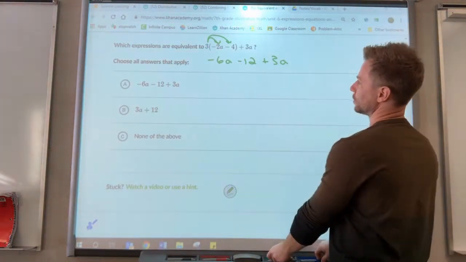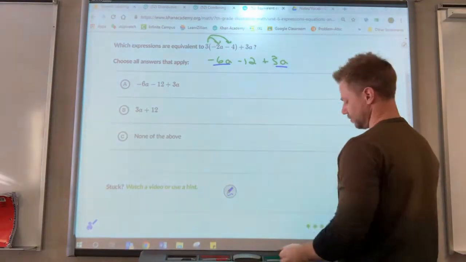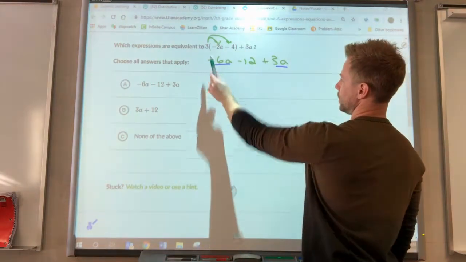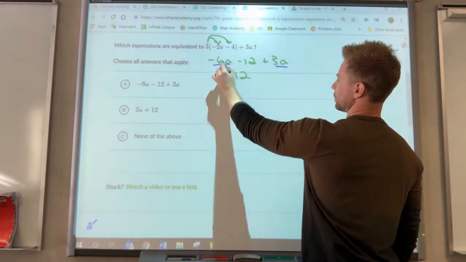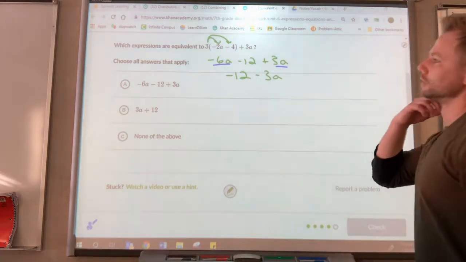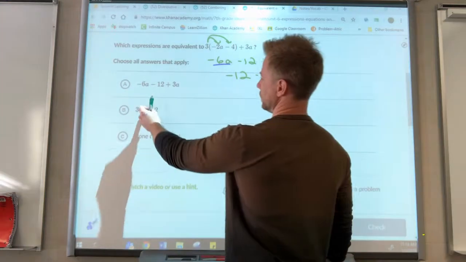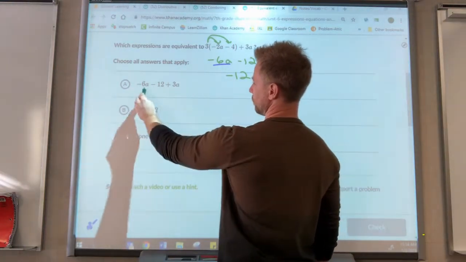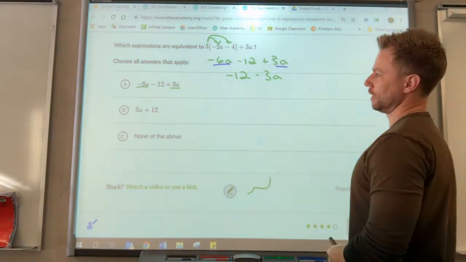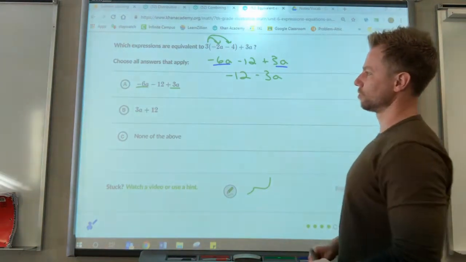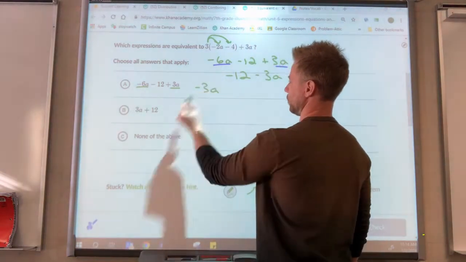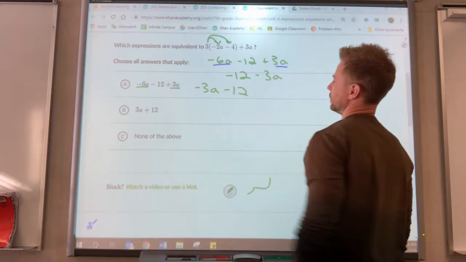But now we do have some like terms we can add together. The negative 6a and the positive 3a. They're unlike. You subtract. 6 minus 3 is 3. Keep the sign of the bigger number. 6 is bigger, it's negative, so it's going to be a negative 3a. So that's what that simplifies to. Down here, it's almost simplified. We have the negative 6a and the positive 3a. Combine those together, they're unlike, so we subtract. 6 minus 3 is 3. Keep the sign of the bigger number. 6 is bigger, it's negative, so it's going to be a negative 3a minus 12.